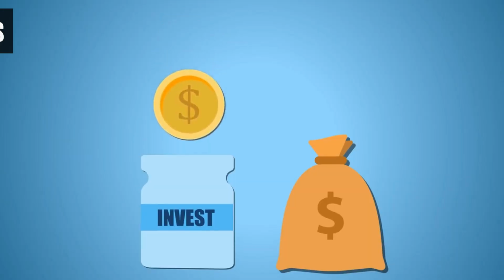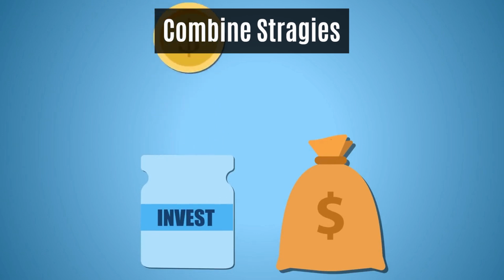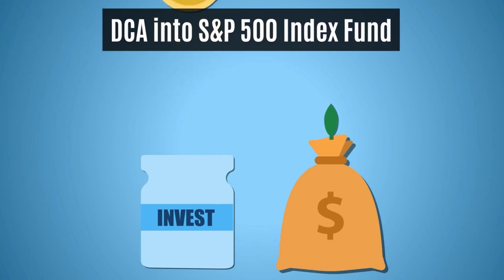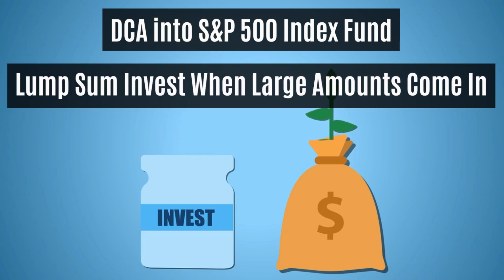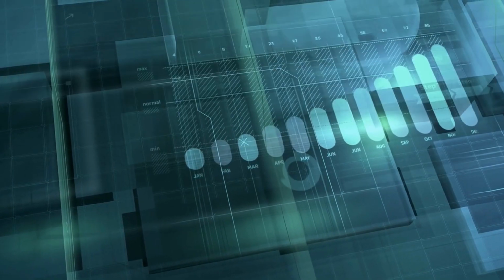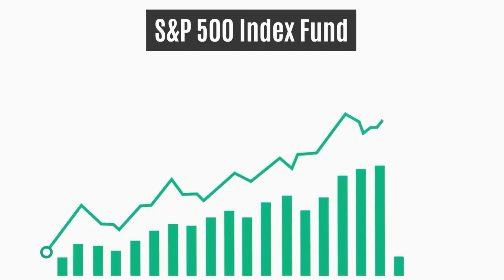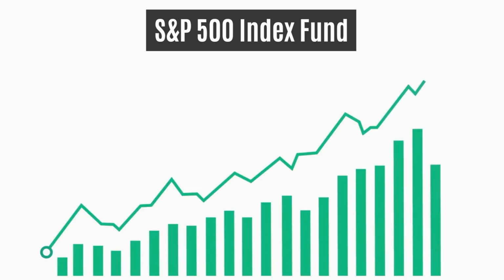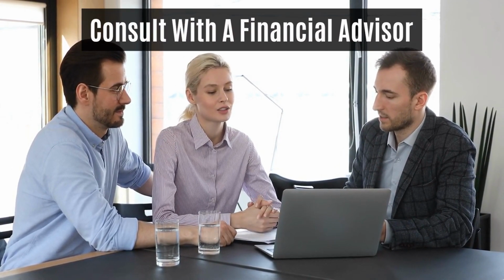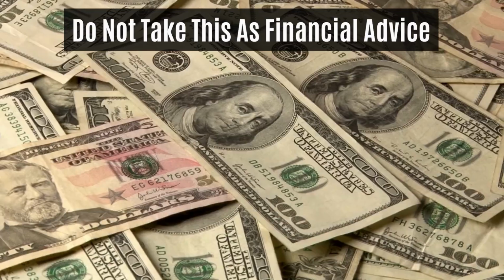A good approach to combining these strategies would be to dollar cost average into an S&P 500 index fund, and when you have large sums of money come in, put a portion of it into the fund as well. That way you are taking advantage of the benefits of both approaches. The S&P 500 Index Fund is a fund that tracks the overall stock market and has historically risen over the years. There are years where it has taken a significant downturn, but it always climbs higher after several months. The problem is you do not know which year may be the downturn, so be sure to consult with a financial advisor and do not take this as financial advice.